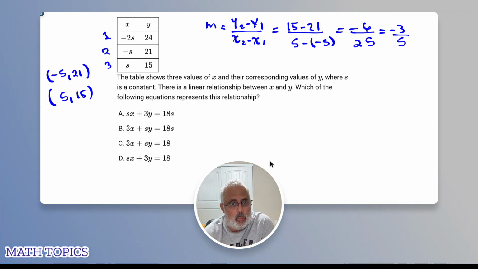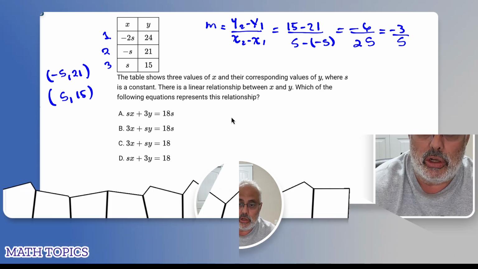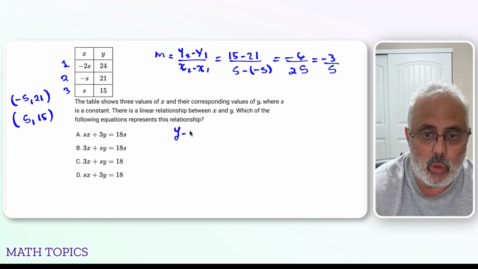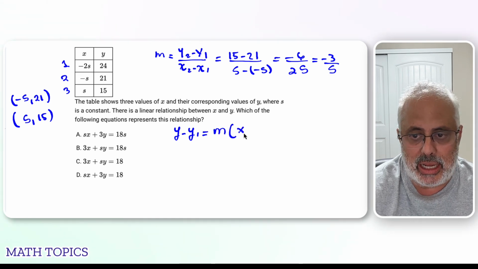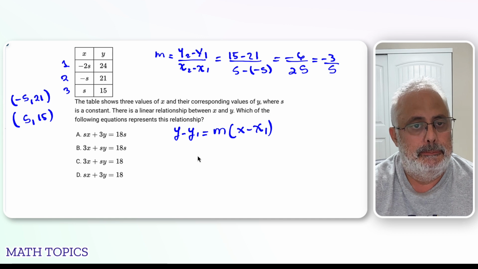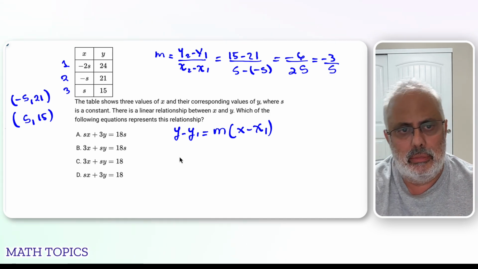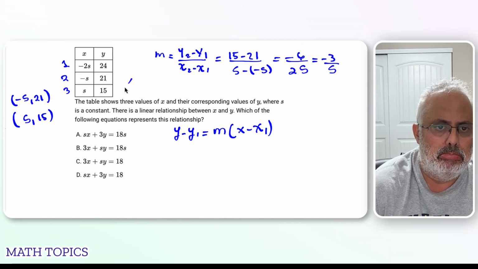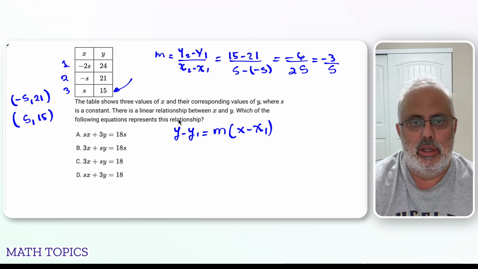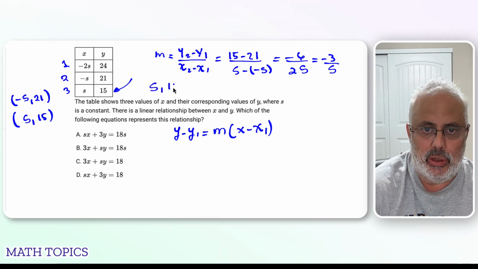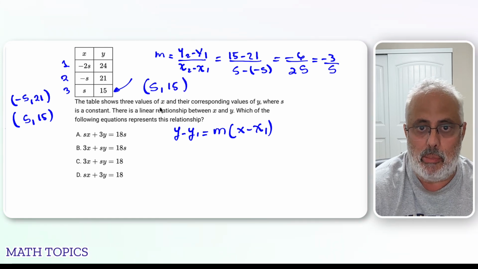Now we have the slope and we have to create the equation. So let's start creating the equation. I said that I'm going to use the point slope. So let me use the point slope. y minus y1 equals m times x minus x1. I'm going to pick one point. Let's pick, I don't know, the last point. I like it. s and 15. So the x value is s and the y value is 15.